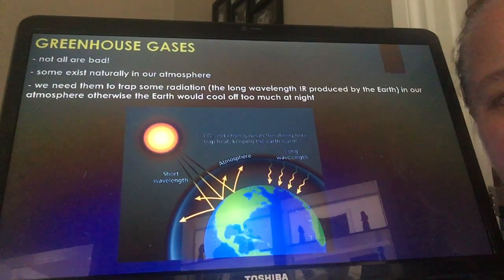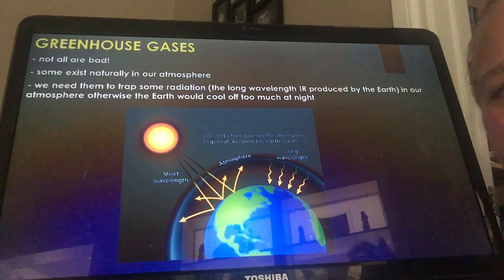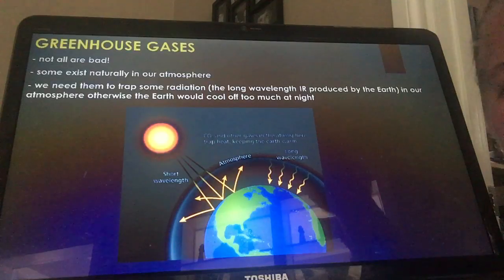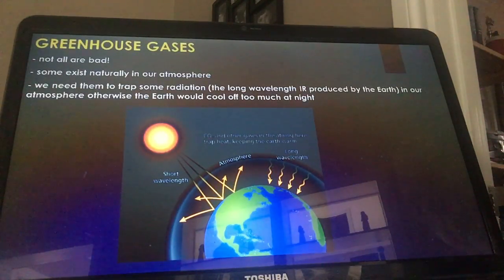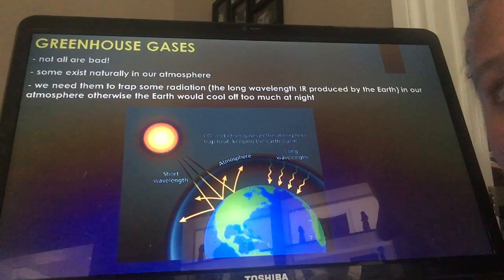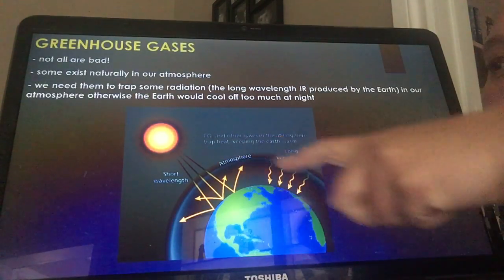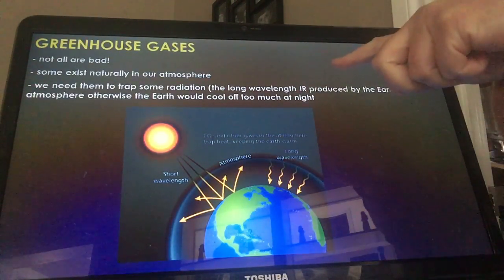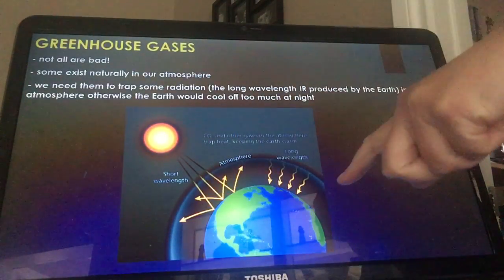Last lesson, I showed you that video of that person on the moon. The problem with the moon is that all the energy that comes in pretty much leaves. So it's really, really hot during the day, really cold at nighttime. The reason why the Earth has this ideal atmosphere for us is because of these greenhouse gases. We need to trap some of this energy here and hold it. Otherwise, it would be way too cold at night. So you need to keep some of these greenhouse gases trapped in our atmosphere.